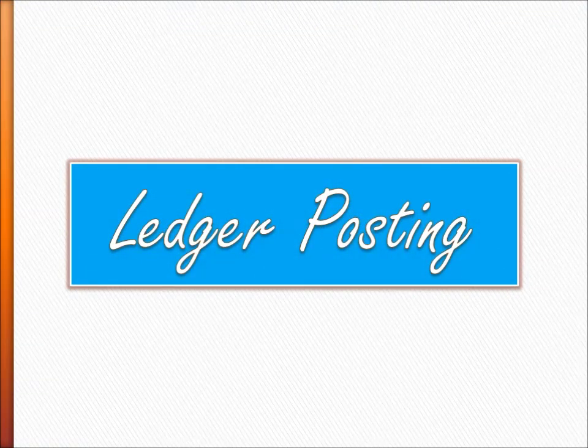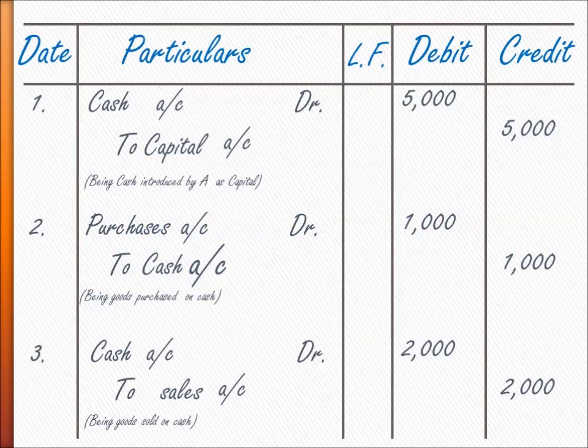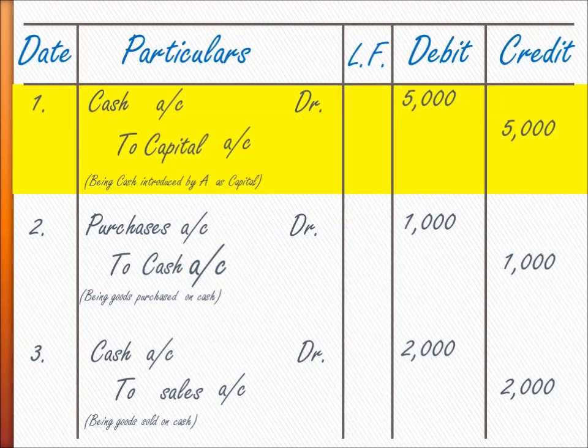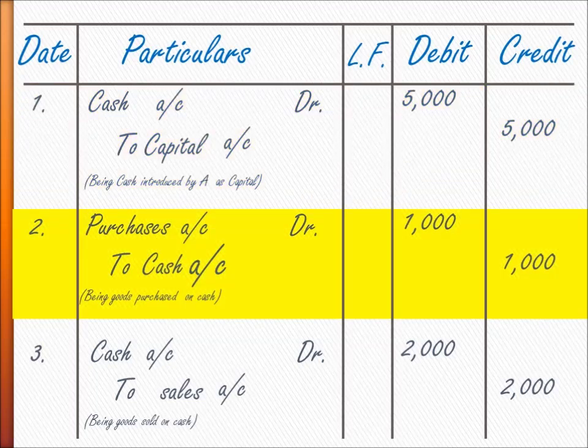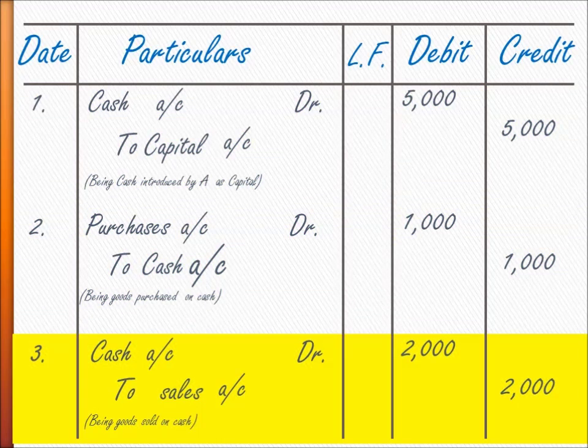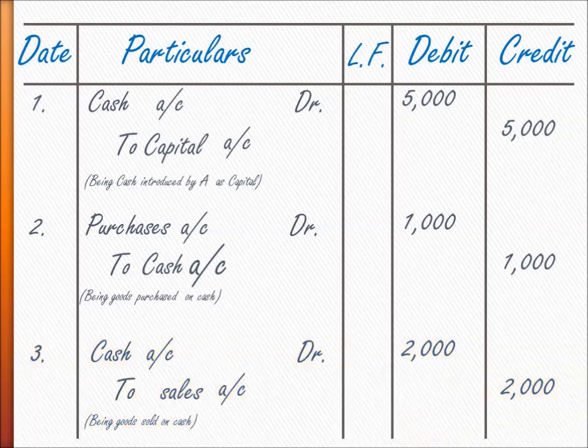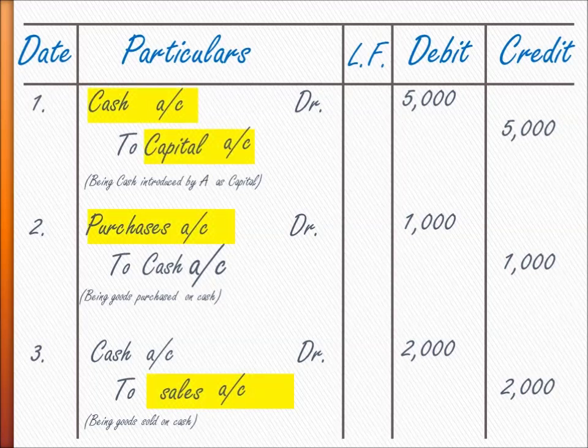In the last segment, we were doing ledger posting. The journal entries were: cash account debit to capital account 5,000, purchases account debit to cash account 1,000, cash account debit to sales account 2,000. 3 journal entries were there and 4 items or 4 accounts were involved: number 1 cash account, number 2 capital account, number 3 purchases account, and number 4 sales account. Means during this year 3 journal entries were passed and 4 accounts were involved.